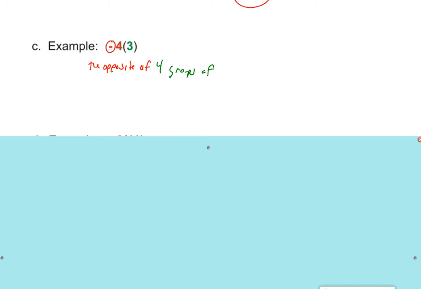No, I don't see any negative 3. Do you see a negative 3? I want the opposite of 4 groups of 3, right? The negative gives you the opposite of, the 4 gives you the 4, and the 3 gives you the 3, right? The opposite of 4 groups of 3.